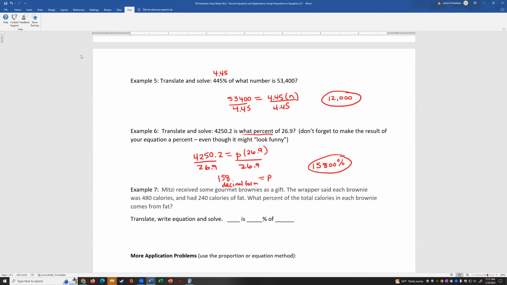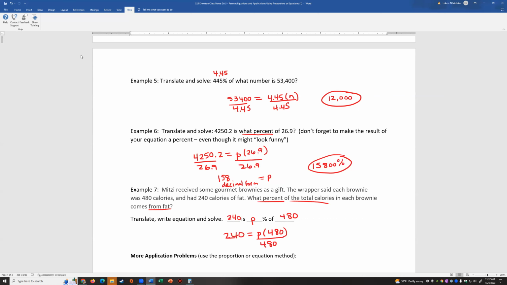Mitzi received some gourmet brownies as a gift. The wrapper said each brownie was 480 calories and had 240 calories of fat. What percent of the total calories in each brownie comes from fat? So the fat is what percent of the total calories? So 240 is what percent of 480?